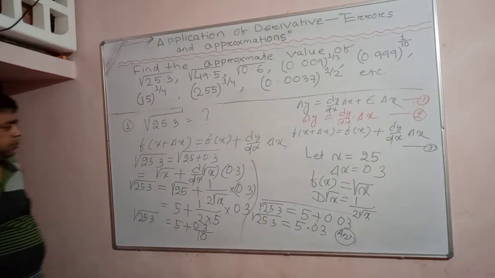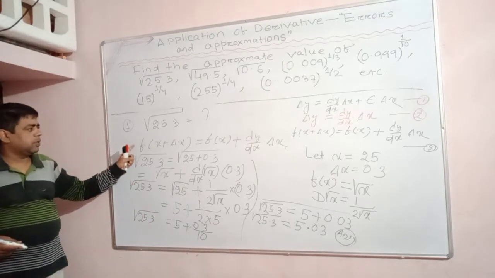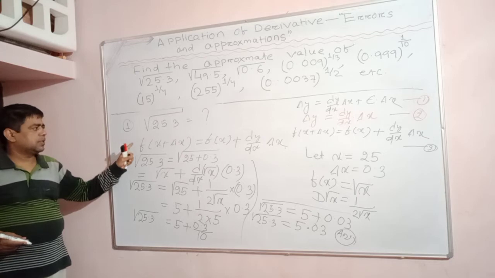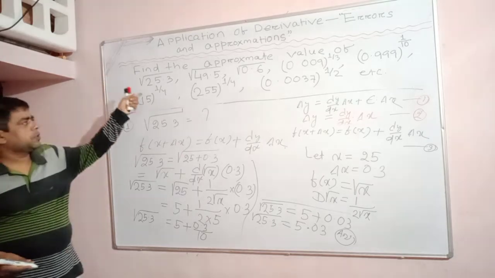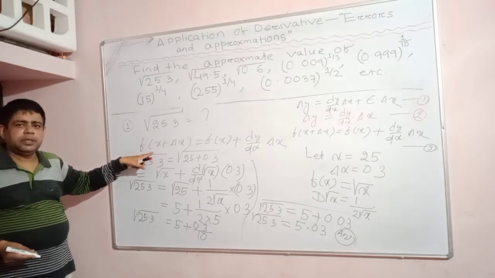So I hope it is clear. This is a very interesting, very easy formula you can remember. Using this concept, you can find the approximate values of all these numbers using this formula only. Is it clear?